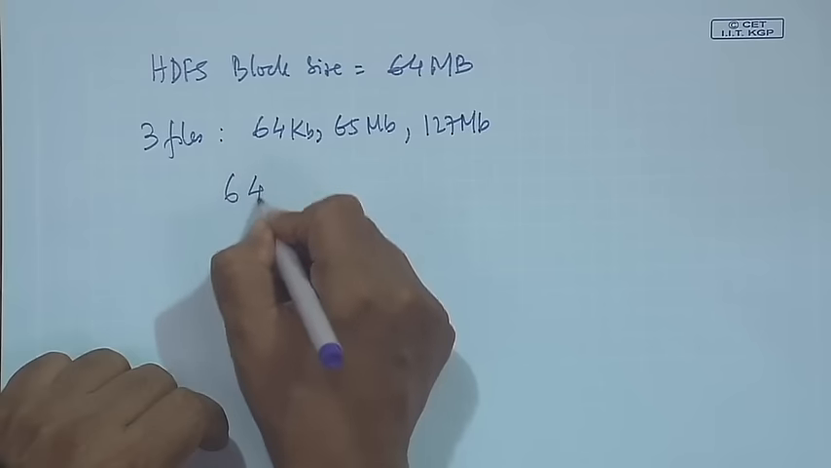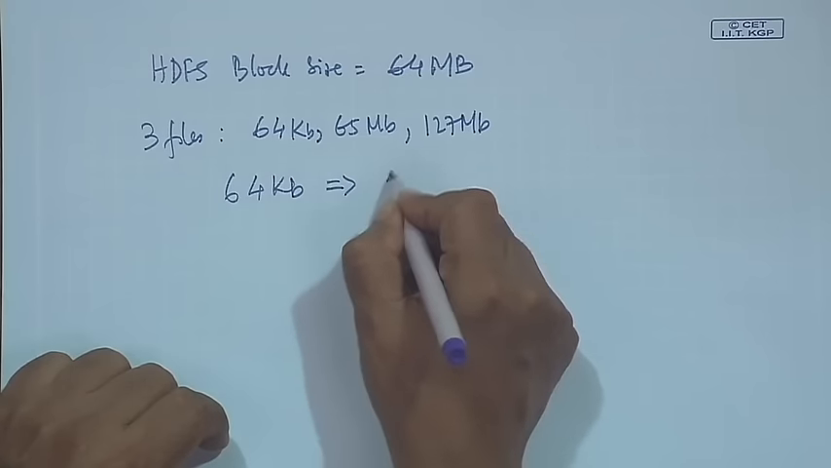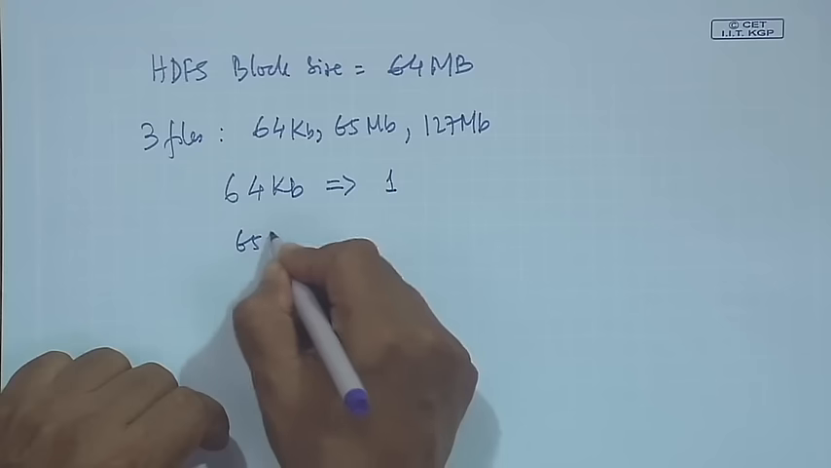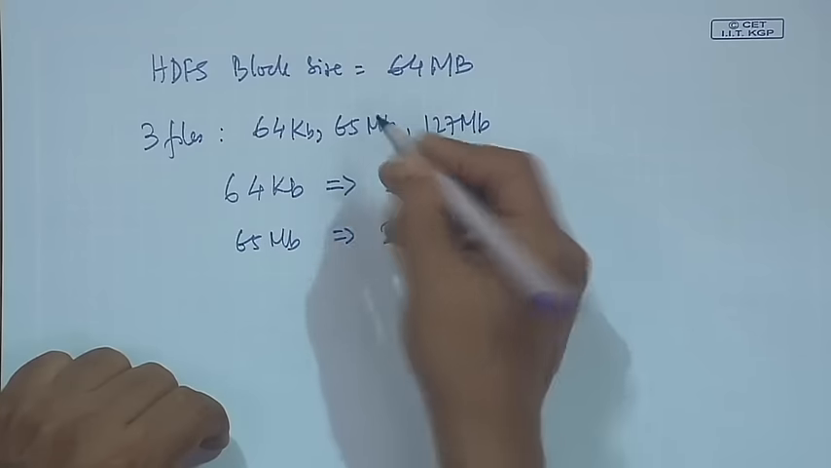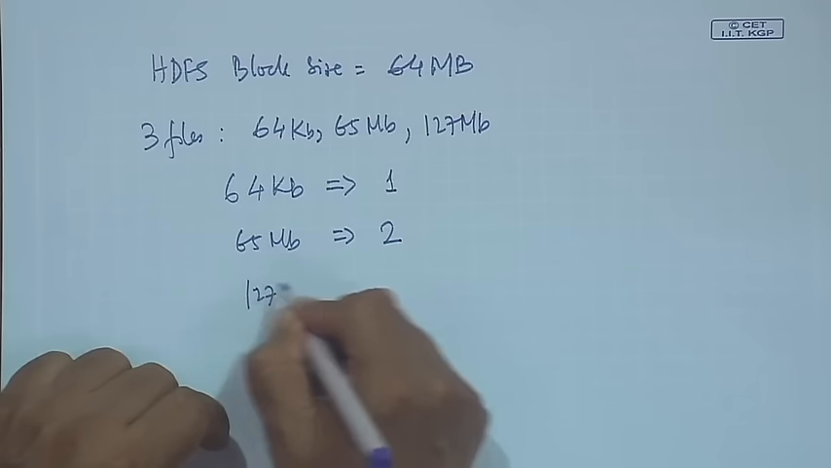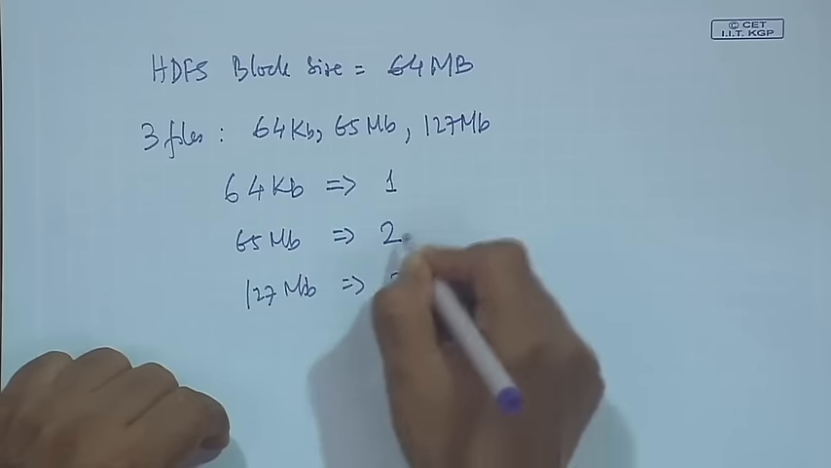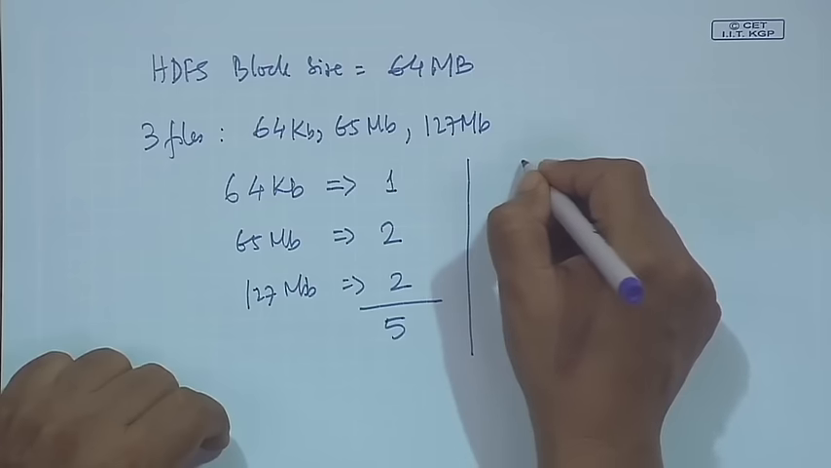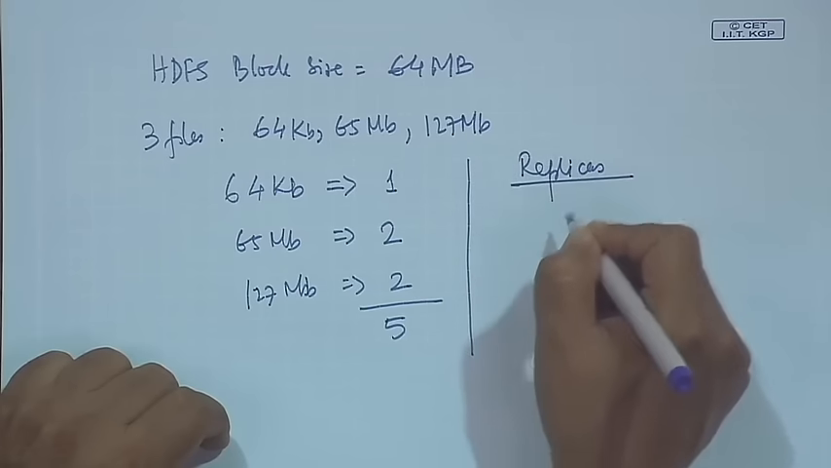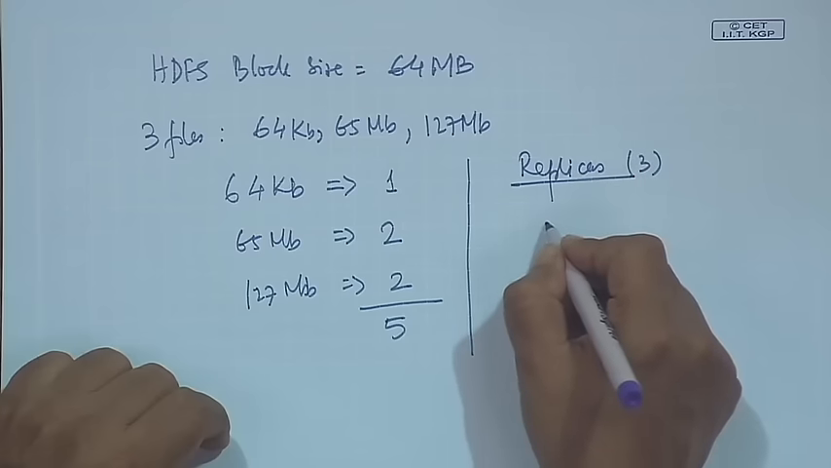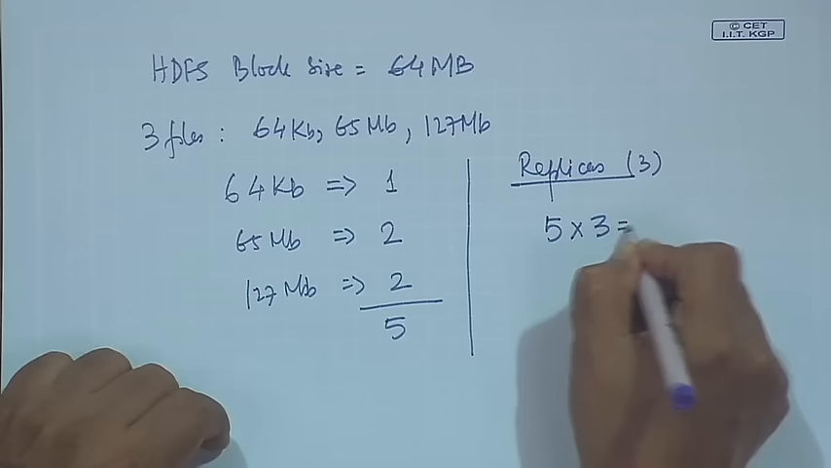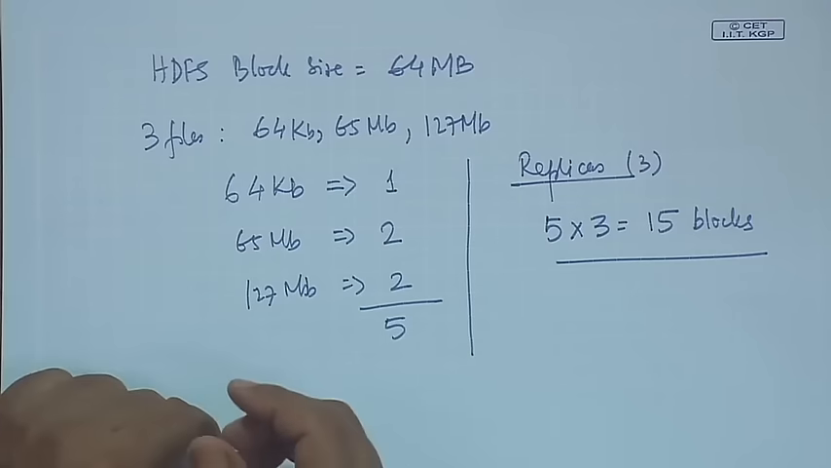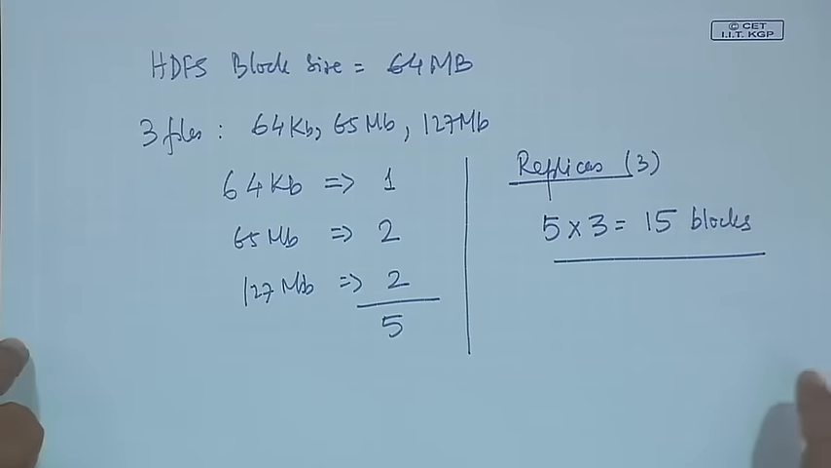So, for the 64 KB file, how many blocks? 1 will be created, right. For 65 MB, we have 2, because up to 64 MB is 1 block, and 127 MB also gives 2. So, total 5, but in reality, as there are replicas, typically 3 replicas, the effective number of blocks will be 5 into 3, equal to 15 blocks, right. So, very straightforward, no complexity in it, right.